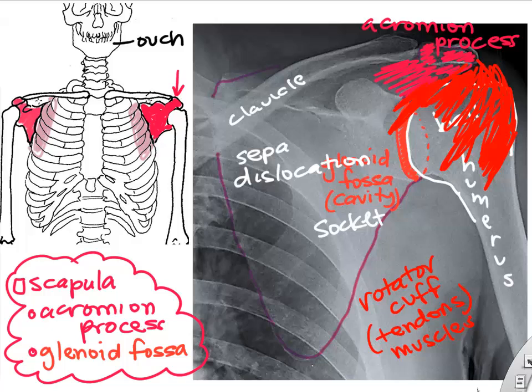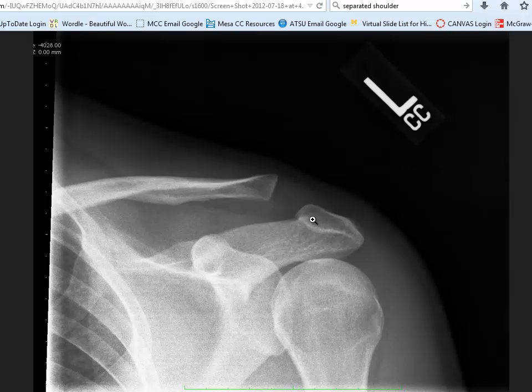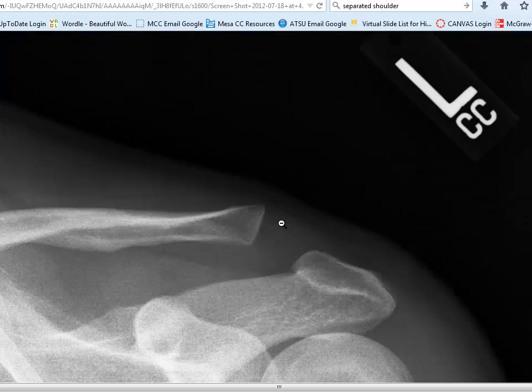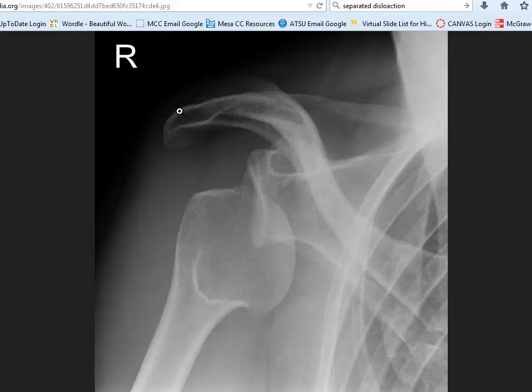You may have heard of a shoulder separation and a shoulder dislocation, so I wanted to talk a little bit about what we're talking about there. Two different things, and we'll start with the separation. A shoulder separation is when your clavicle separates from the acromion process or other parts of the scapula.